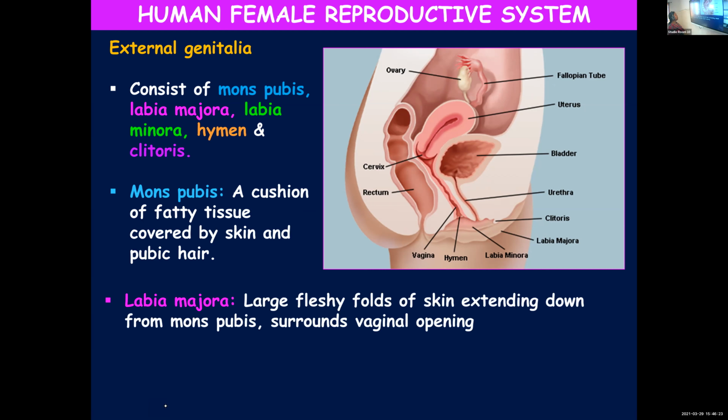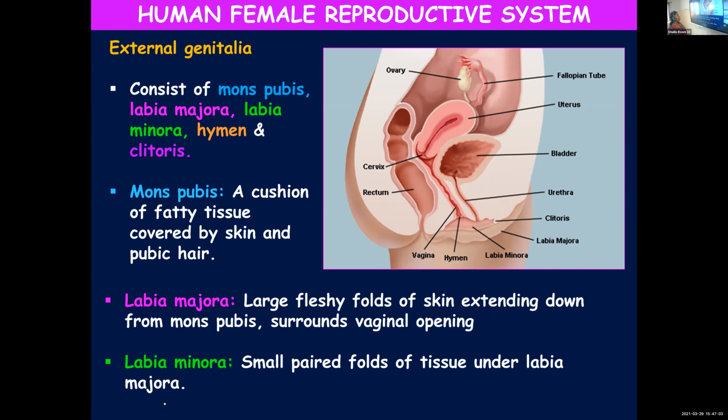Now moving on to the next part, labia majora. The next two parts are labia majora and minora. From that itself, you can understand one is bigger and the other one is smaller. Labia majora are large fleshy skin folds extending from mons pubis, and this is the region that surrounds the vaginal opening. Now proceeding to the next part, labia minora.